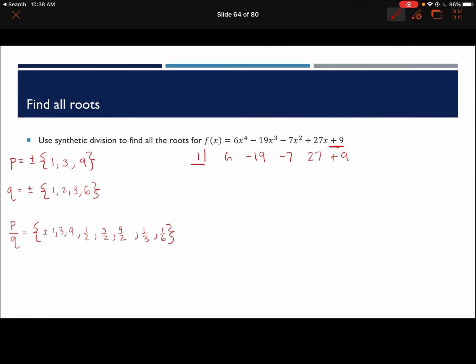So next, maybe we try -1. Now, I haven't worked this ahead of time. Well, I did, but I forgot the actual solution. So now we're going to try -1. We still bring down our 6.